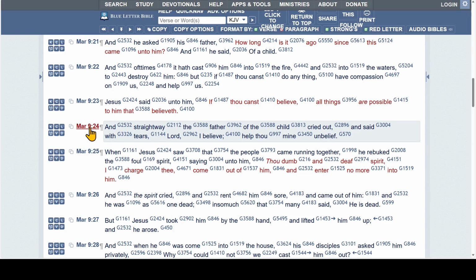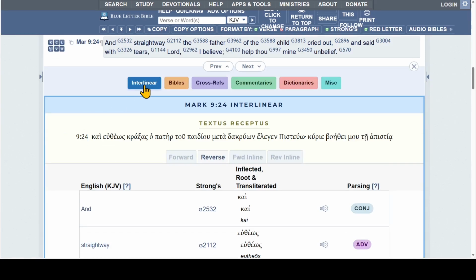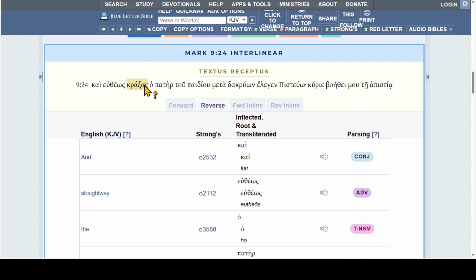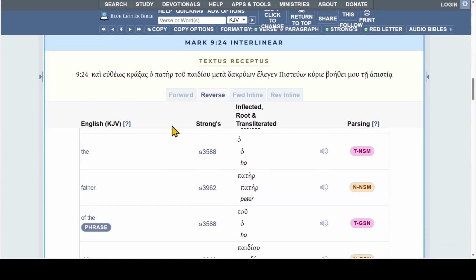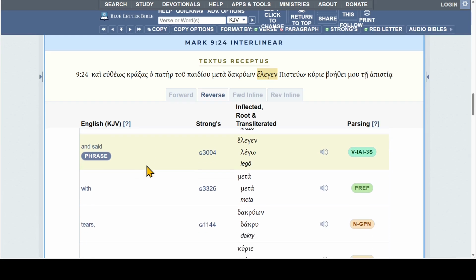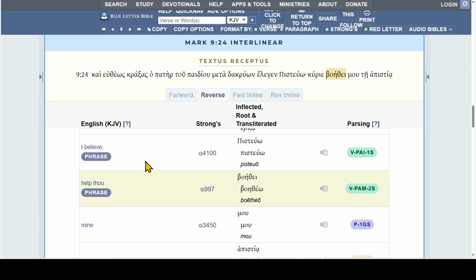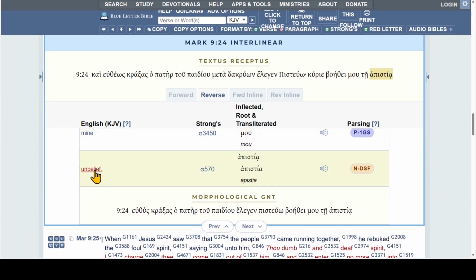Now we're going to use the interlinear tab. So we're going to click on the letter C. Now here's the interlinear tab. And as we scroll down, we're going to go down to unbelief, because that's the key word that we're studying today. Unbelief. G570 is the Strong's number for this, and it is pronounced Strong's G570, apistia.